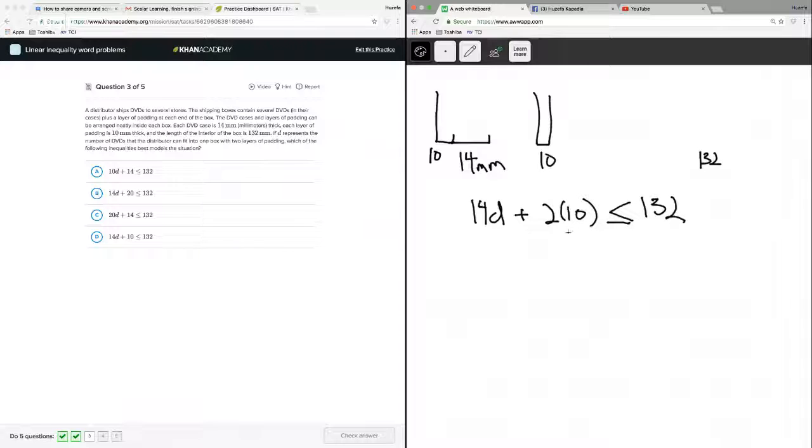Now let's look to see which one of these guys is our answer. Notice here, this one's wrong because it's 10 times D. It's not that, it's 14. This one is actually what we have, because I wrote 2 times 10, but 2 times 10 is 20. It's the same thing. So it's probably going to be it. This one is off because they're multiplying 20 times the D. This one just has one side of padding. Should be 20.